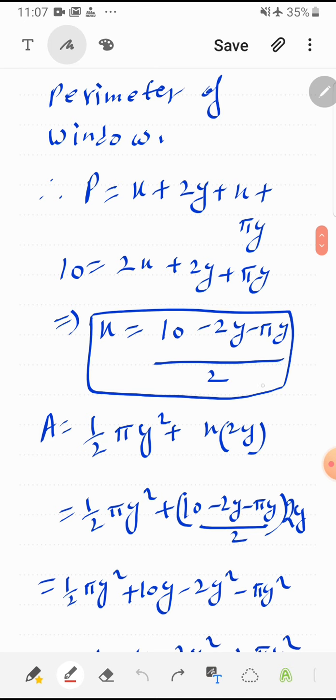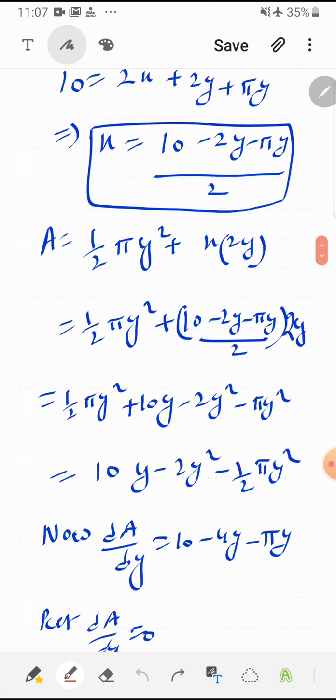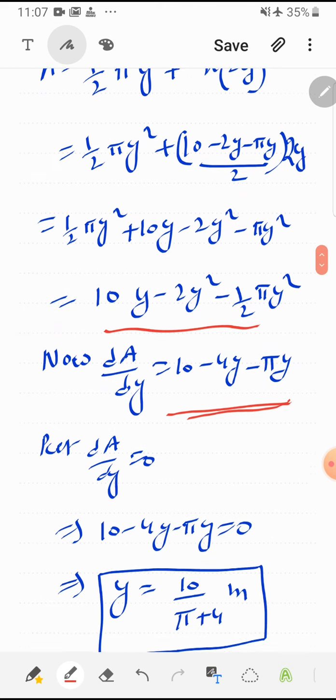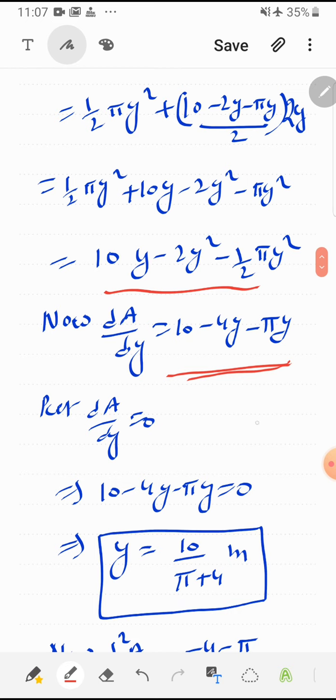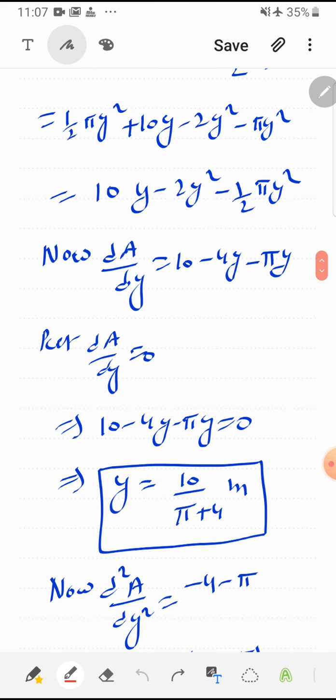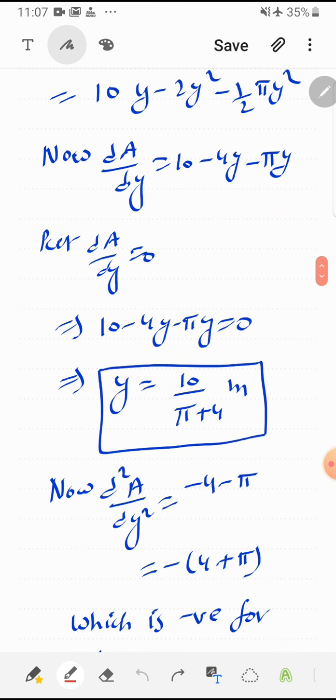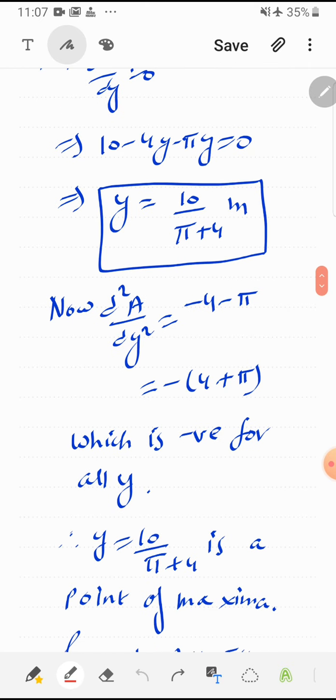So now area is half πr² plus length into breadth, putting the value of x here and opening the bracket, we will get this expression. Now differentiating this with respect to y, I will get this. Now put dA/dy = 0, so that the value of y is 10/(π+4) meter. Now the double derivative is very simple again. Take the derivative of this again. So this is overall negative. So hence it is maxima.